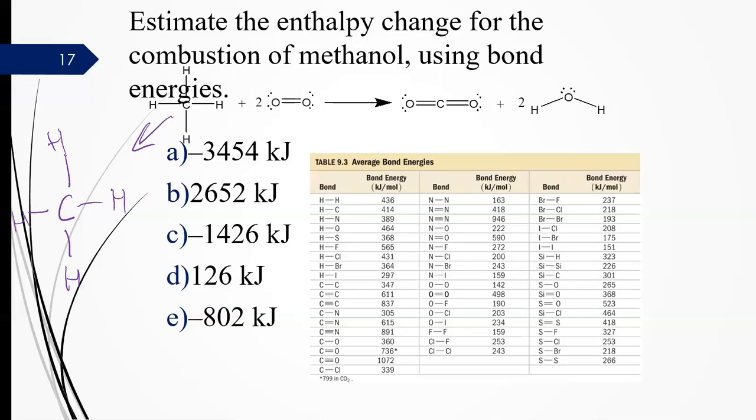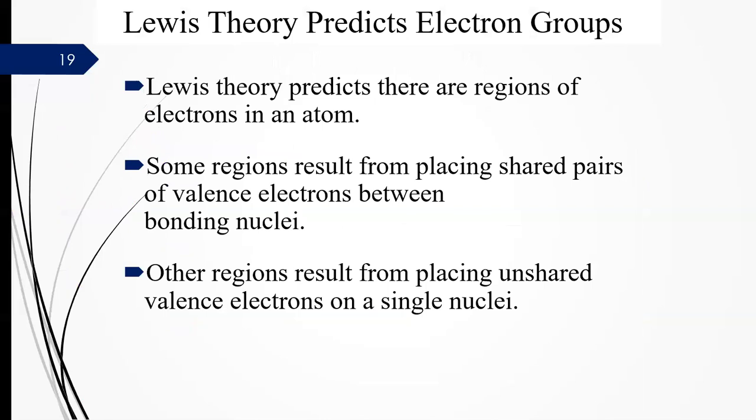Good luck with those. So today what we're doing is we're moving from Lewis theory to start talking about predicting molecular shapes. And so what we need to do is we use our Lewis theory and our Lewis structures to predict the number of electron groups. Now, these electron groups are the regions that the electrons are around the atom. So some of those regions are results of the shared pairs, so that's like the bonding ones. Others are from the lone pairs, the unshared valence electrons. So both of those things matter.